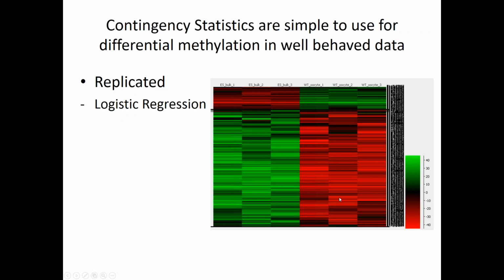Okay, so that's what you're looking for out of these sort of stats. Not only that they're different in terms of their overall methylation level, but that they are reasonably consistently different within the replicates that you find in each condition.